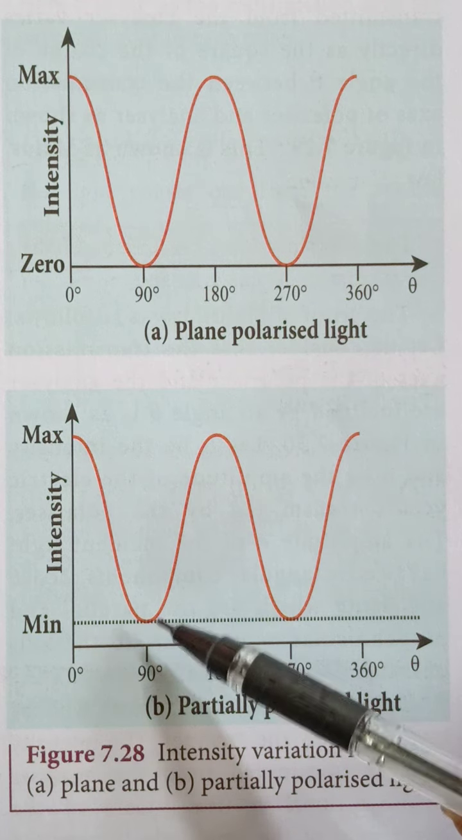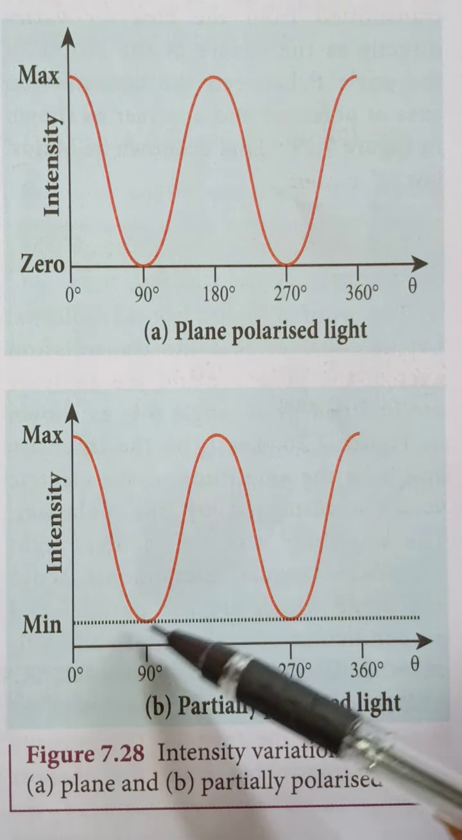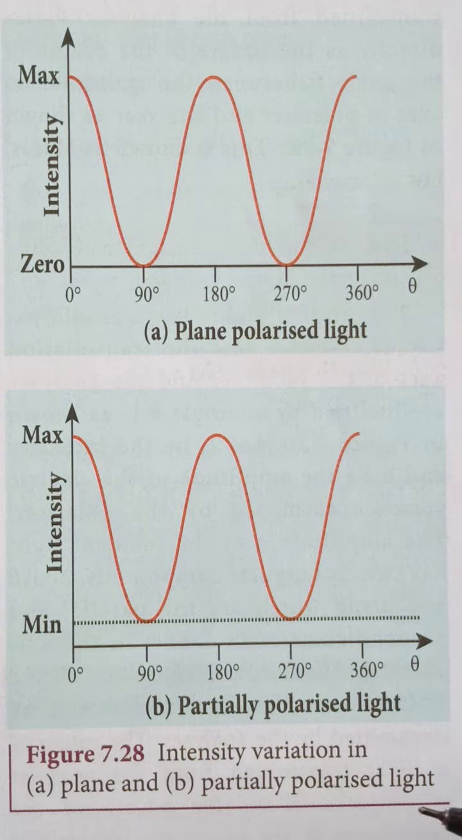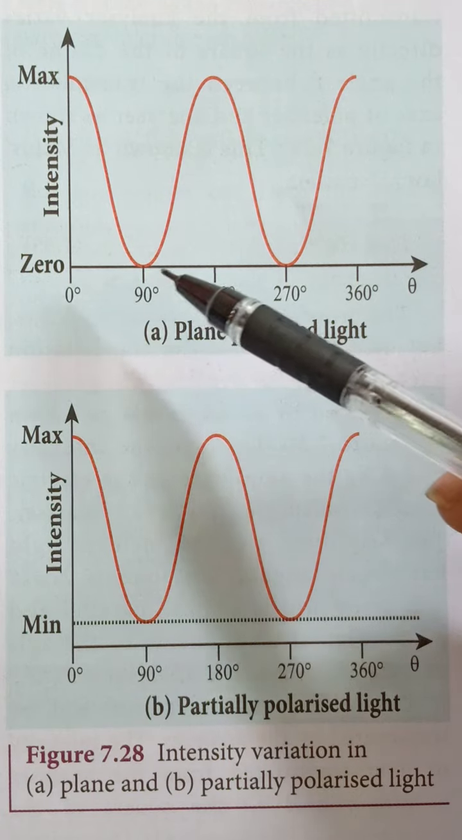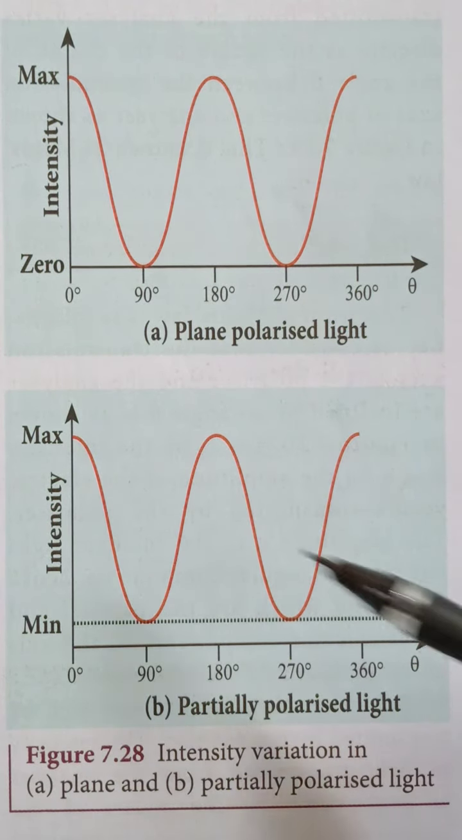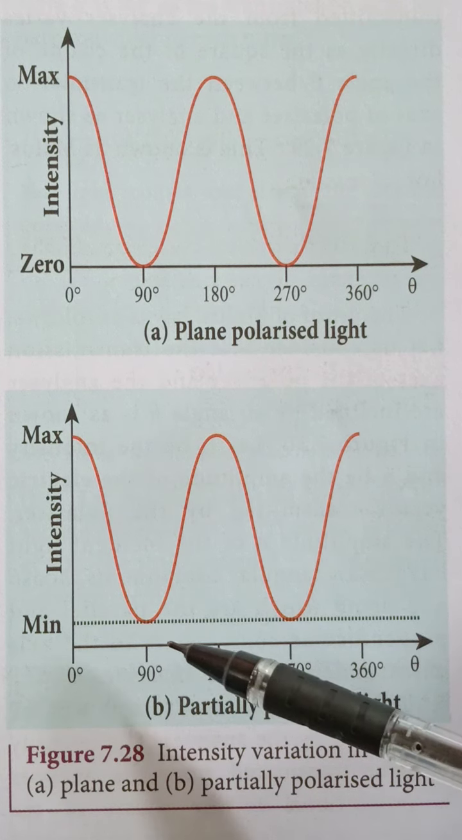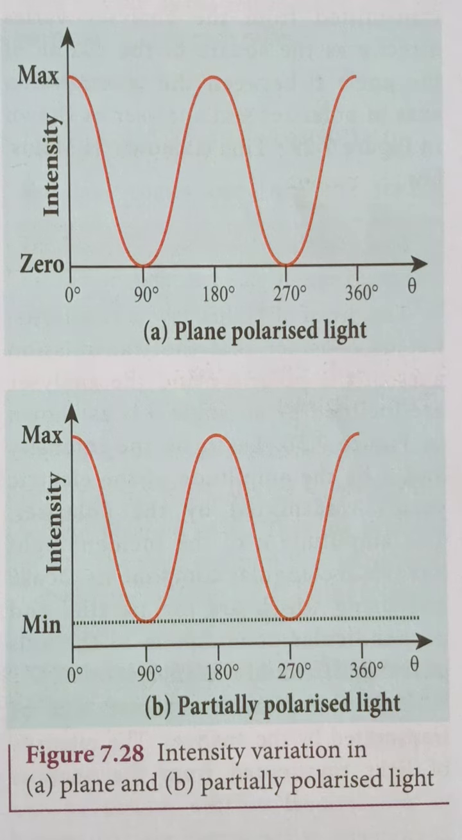Clear? If the intensity of light varies between a maximum and a minimum that is not 0 for every 90 degree rotation of the analyzer, the light is called partially polarized light. So for plane polarized light, it is maximum then minimum as 0. For partially polarized light, it is maximum but the minimum is not 0 for every 90 degree rotation of the analyzer.